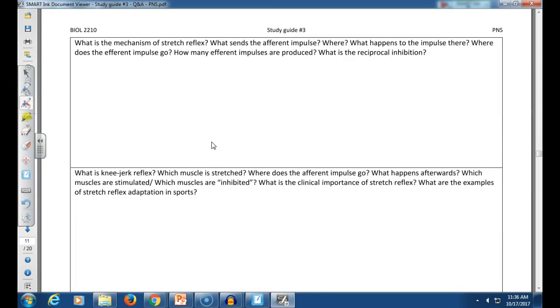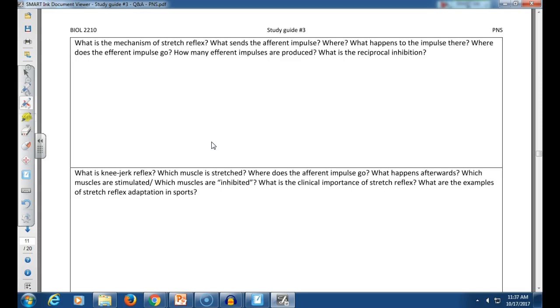Stretch reflex, we went so much over that. Understand, stretch of the agonist muscle causes the contraction of the agonist and relaxation of the antagonist. Understand the flow of signal. Muscle spindle, afferent neuron, spinal cord, two efferent neurons: one neuron that stimulates contraction of the agonist muscle and another neuron that leads to the relaxation of the antagonist muscle. Know that it's reciprocal inhibition.